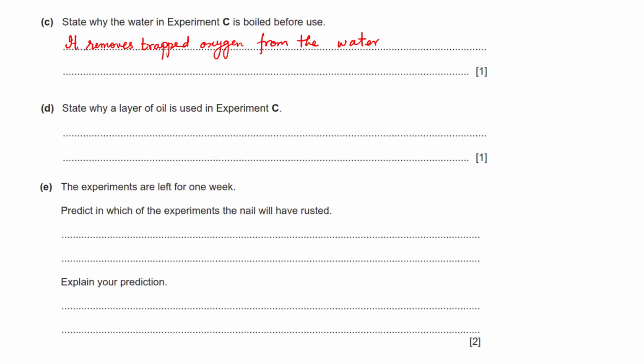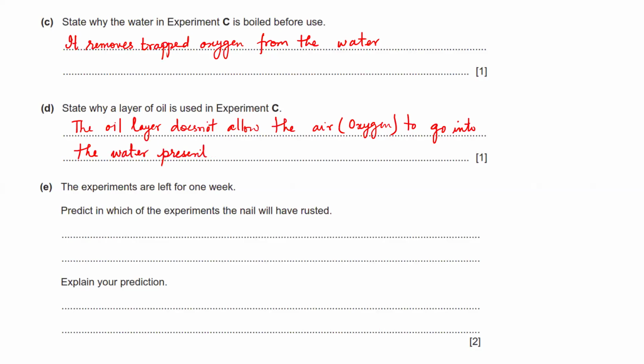Then part D, it says state why a layer of oil is used in the experiment. Here, the layer of oil does not allow oxygen to seep through. So the oil layer does not allow the air, oxygen, to go into the water present in the test tube.